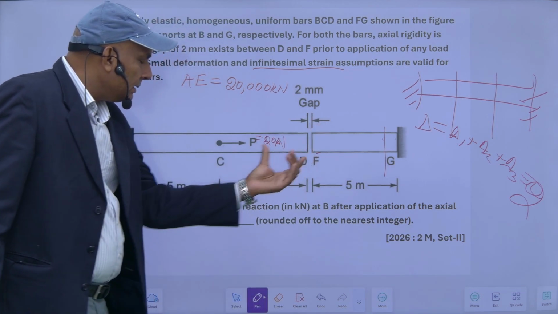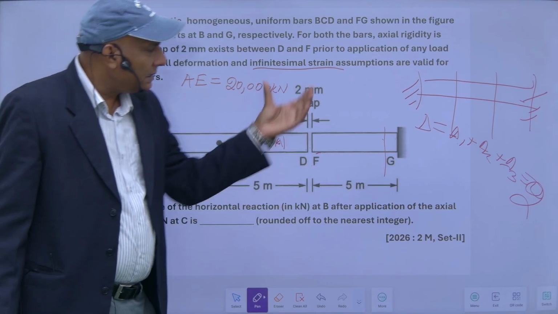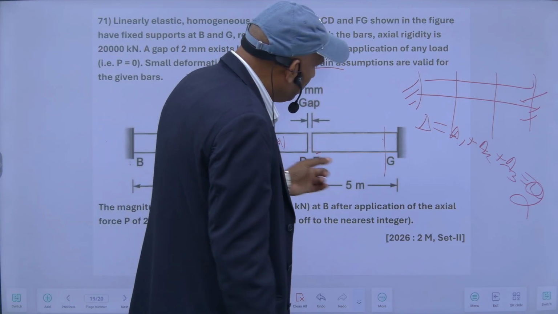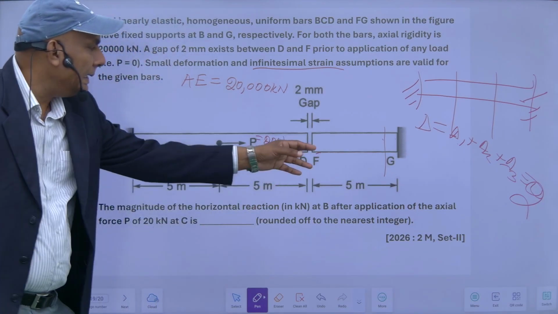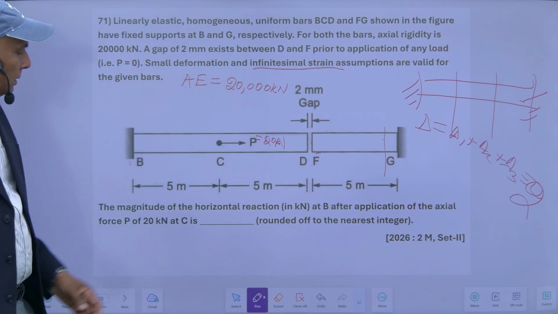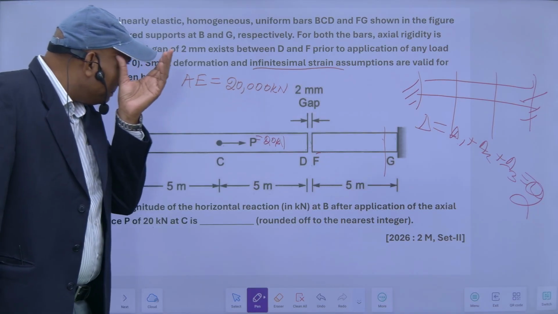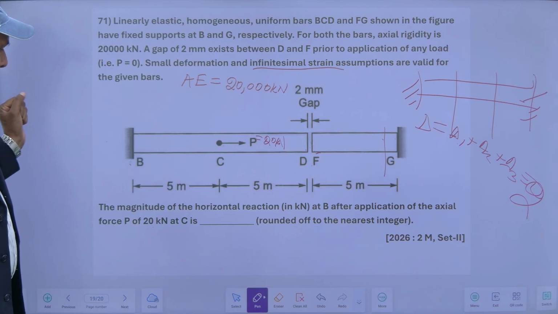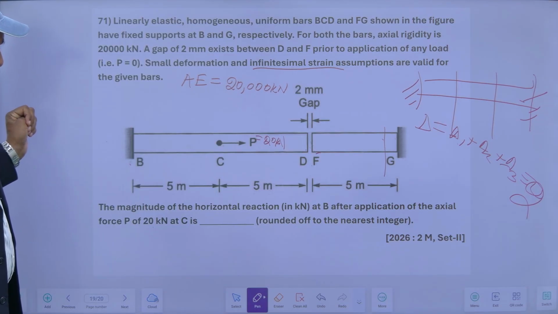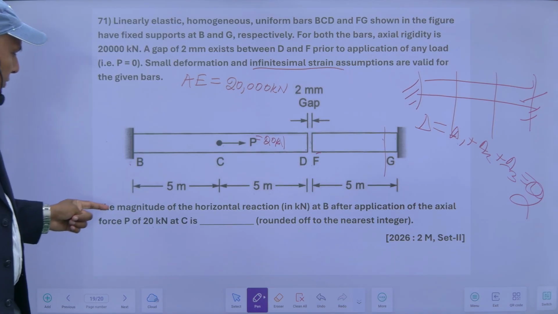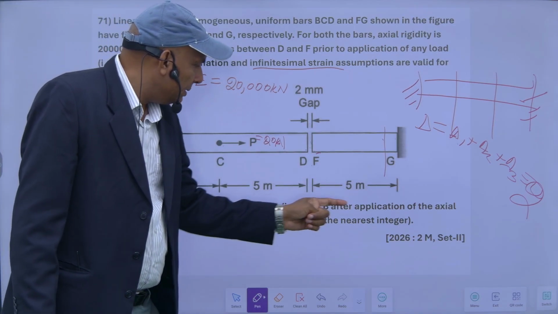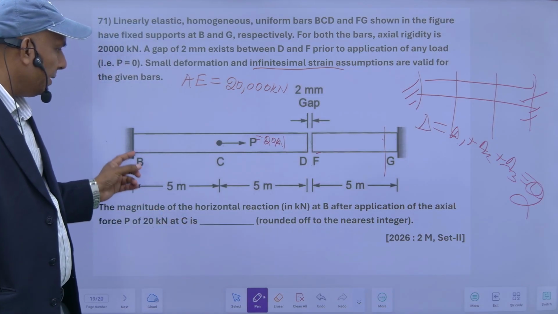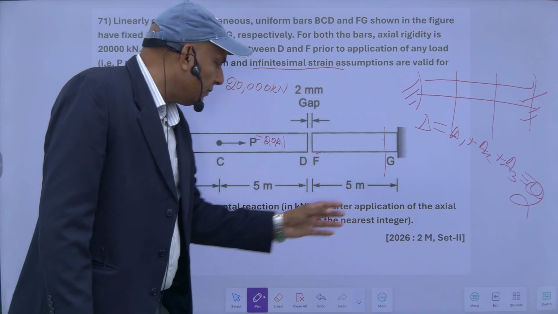So my final delta 1 plus delta 2 plus delta 3 is equal to this much, 2 mm. This is the yielding which is permissible here. Now for finding the total magnitude of the horizontal reaction at B. So at this end B, horizontal reaction I have to find.